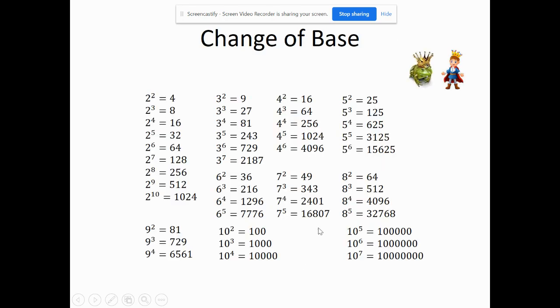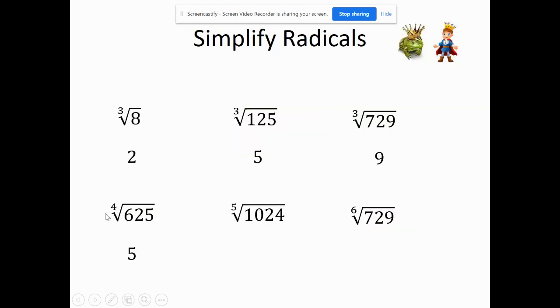Now I need to find a 625. I'm going to give you a hint. If a number ends in a 5, it's going to be in the 5 columns here. Notice none of the other numbers end in a 5 if you look at all those right there. So if I look right here, I see 625, and the 4th root of it is a 5. This time I looked for the 4th root.